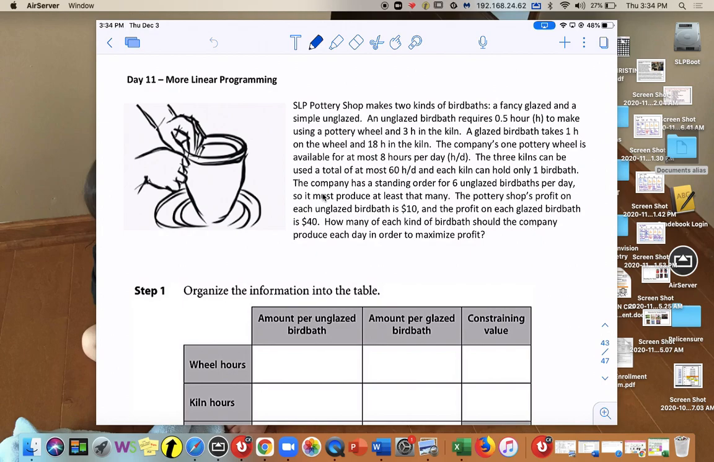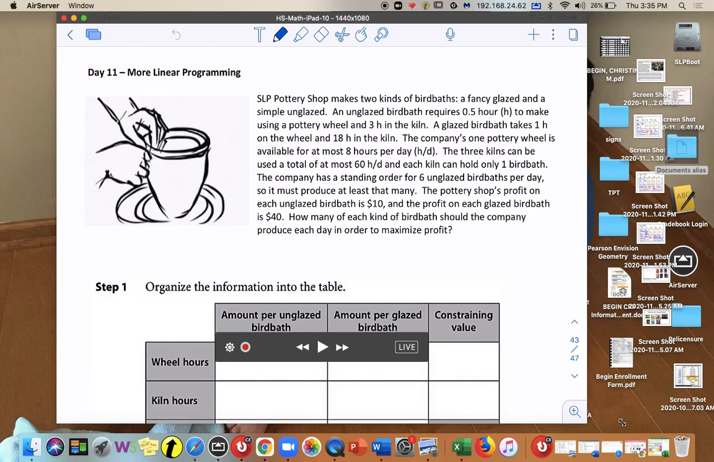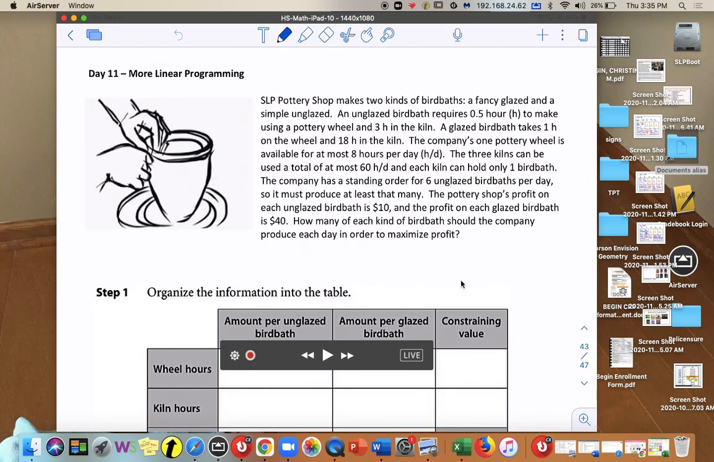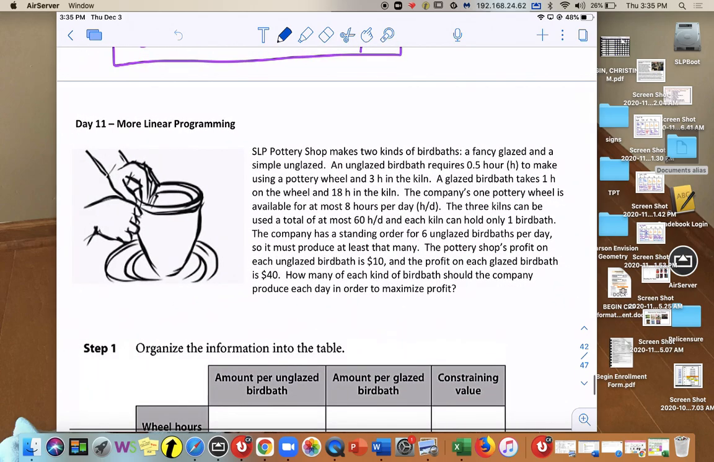So we've taken a look at linear programming in several different contexts, and today is a review of that. We're going to take a look at this example and how you can solve it using linear programming. SLP Pottery Shop makes two kinds of bird baths, a fancy glazed and a simple unglazed. I'm going to underline: we have the fancy one, and we have the simple one.